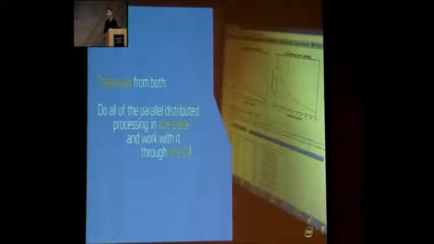So the takeaway is, no matter which way you go, direction 1 or 2, you want to do all the distributed parallel processing in one place. And by the way, the earlier comment about starting with a small subset of your data and working out the problem that way, do that. Don't go to the scale right away. But then work it through one UI.